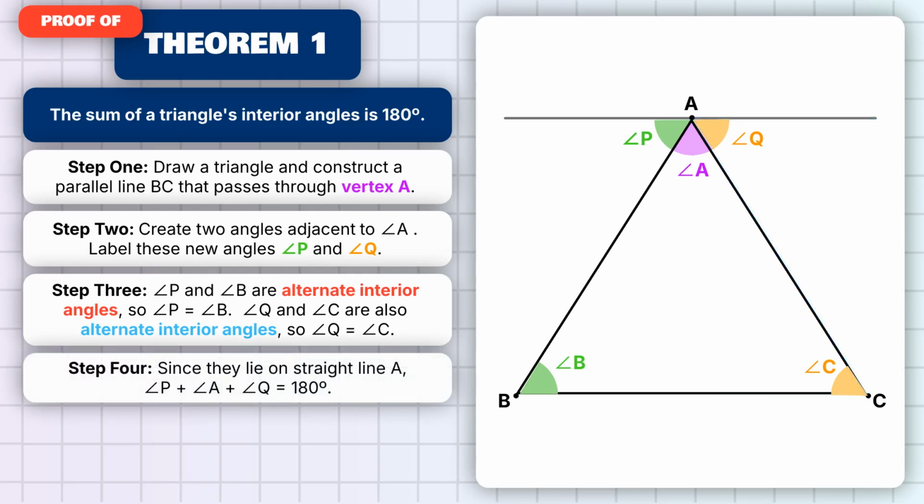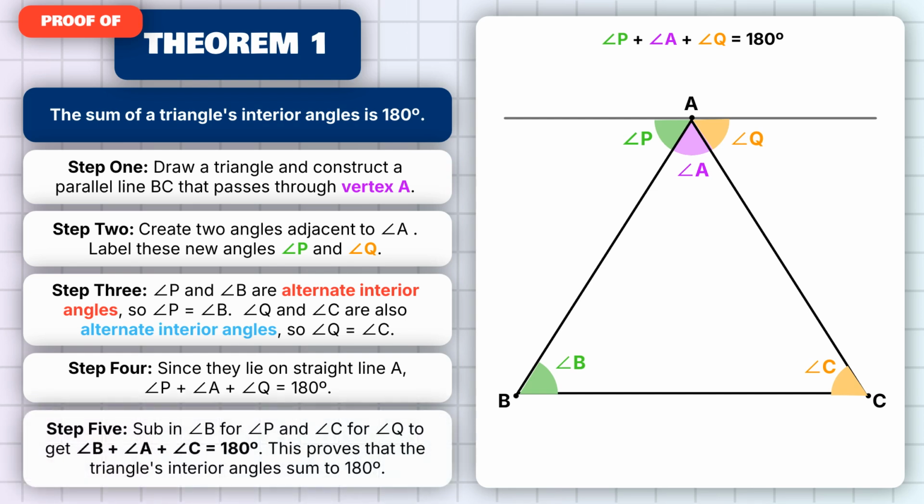Moving on to our fourth step, we now need to consider the straight line passing through A. The angles on this straight line will be angles P, A and Q. Since these lie on a straight line, they must add up to 180 degrees. So we can write that angle P plus angle A plus angle Q equals 180 degrees. In our fifth step, we substitute angle B and C for angle P and Q. Now we get angle B plus angle A plus angle C equals 180 degrees. In this way, we've shown the angles in a triangle add up to 180 degrees.